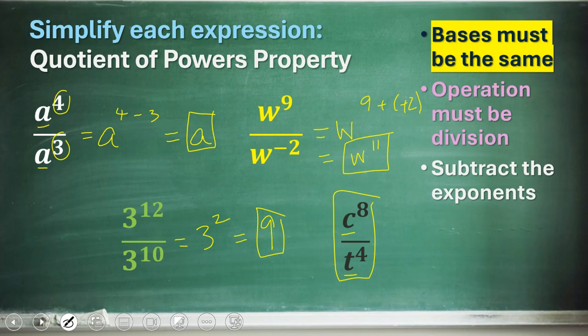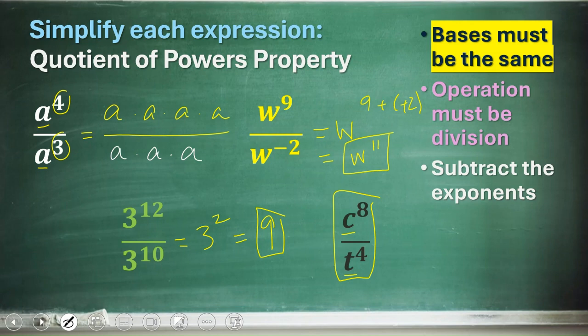Now, you might be wondering, why, oh why does this rule work? So I'm going to show you with our first example. Here is why this rule works. So we have a to the fourth. That is really a times a times a times a. And we have a to the third, and that is a times a times a.